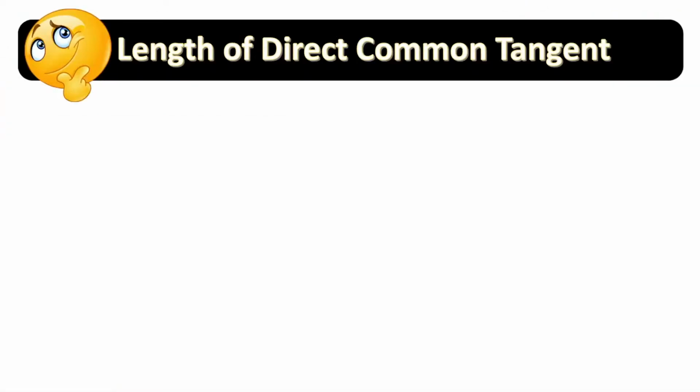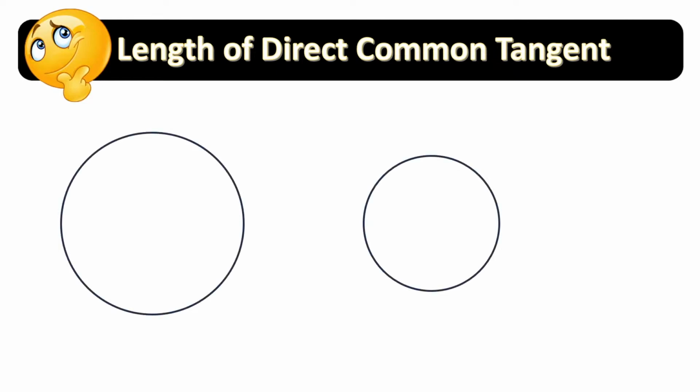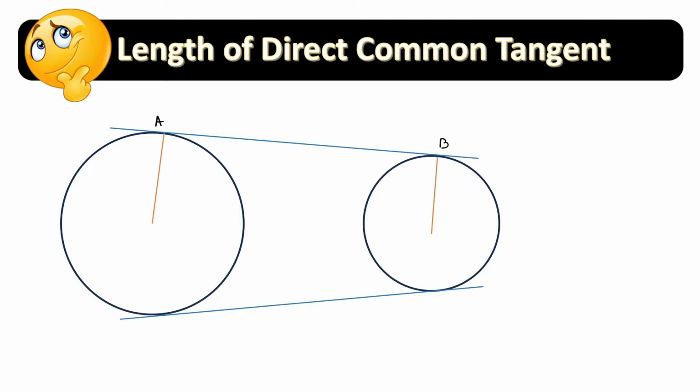So now we will find out the length of direct common tangent. Okay, so let us just take two circles which are a distance apart. Now we can see that there will be two direct common tangents here. These are the two direct common tangents. And if we join the point of contact with the center of those two circles, let me denote this point as A, this is B.